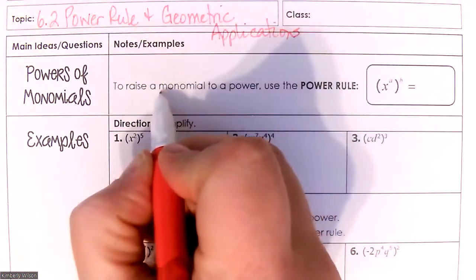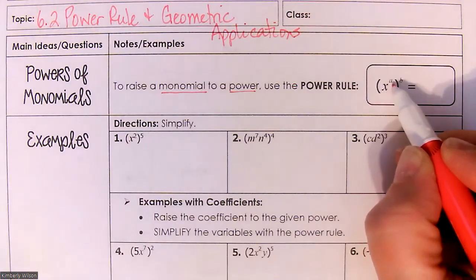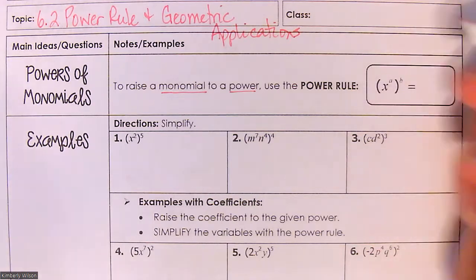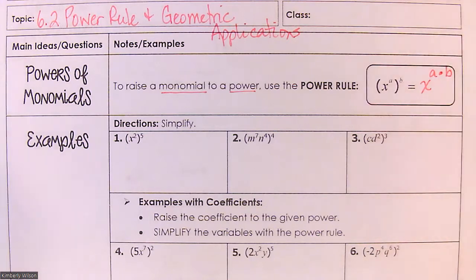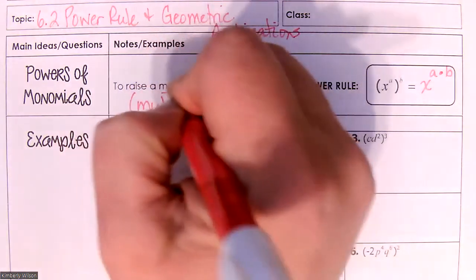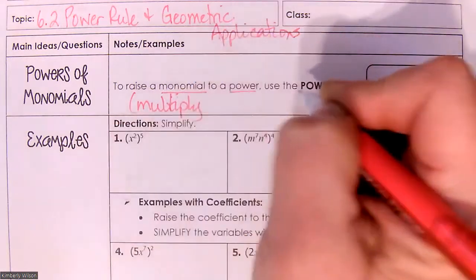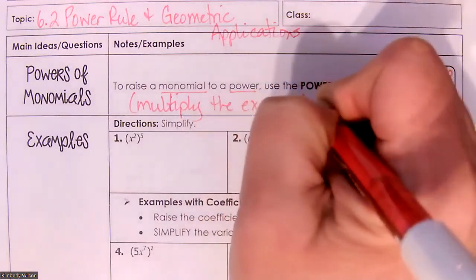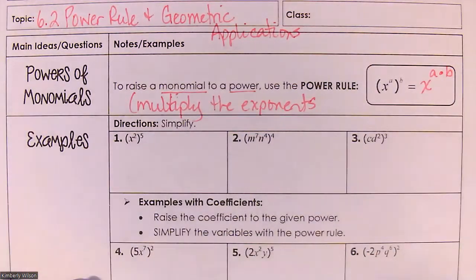It's when you raise a monomial to a power. So it's going to look like this: x to the a to the b, which means the way you actually solve that is you do x to the a times b. You multiply the exponents, okay? So when it's a power raised to a power, you multiply the exponents. Okay, so let's see why that works and examples of using it.